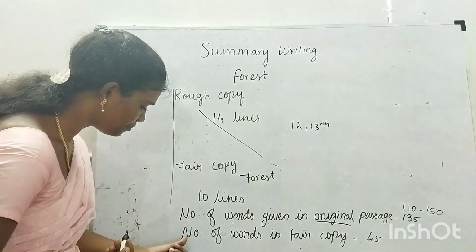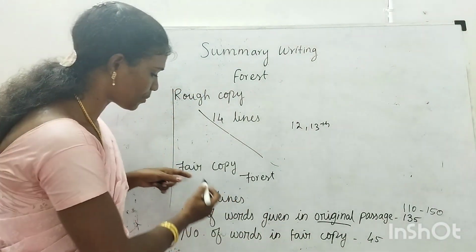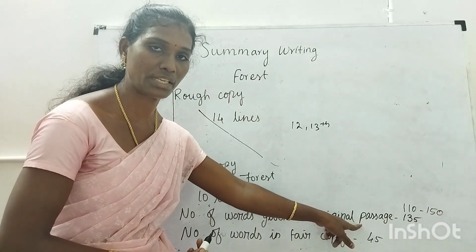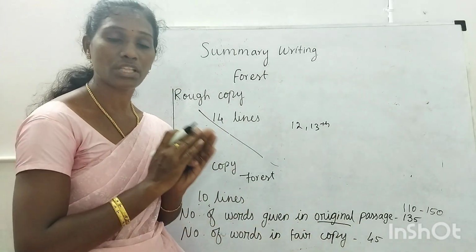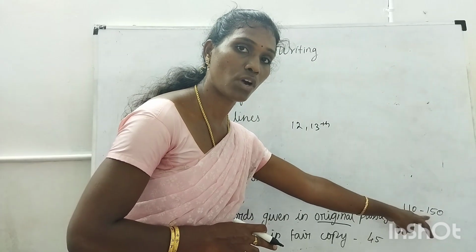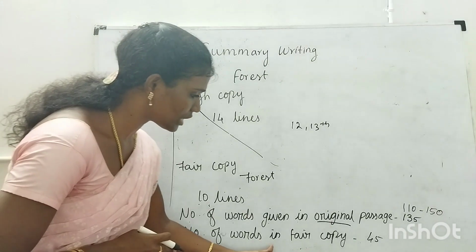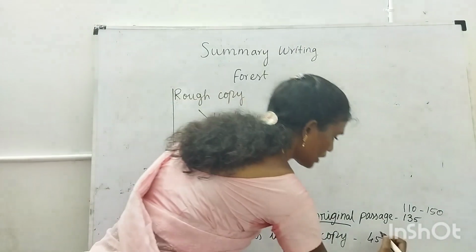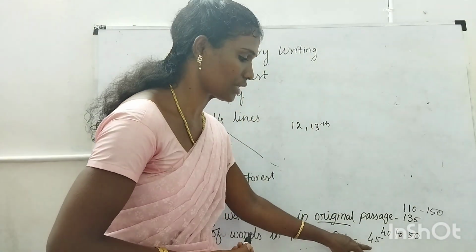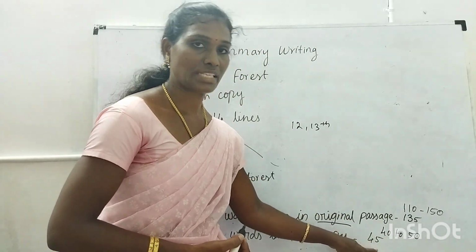And on the next line, number of words in fair copy. Fair copy means what we have written. Original passage means what is given in the question paper. So that's it. Don't sit and count the words there. On average you can write numbers from 110 to 150. Next, number of words in fair copy. Here also you can mention 40 to 50 words. So 40, 42, 45, 47 or 50 you can write. Whatever it may be, your answer will be right.